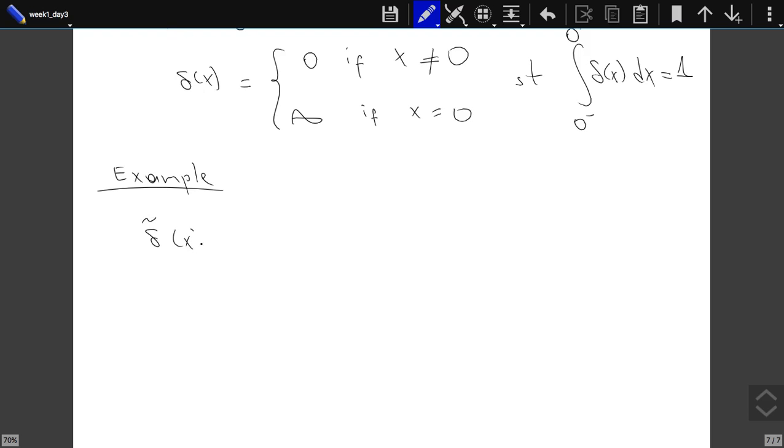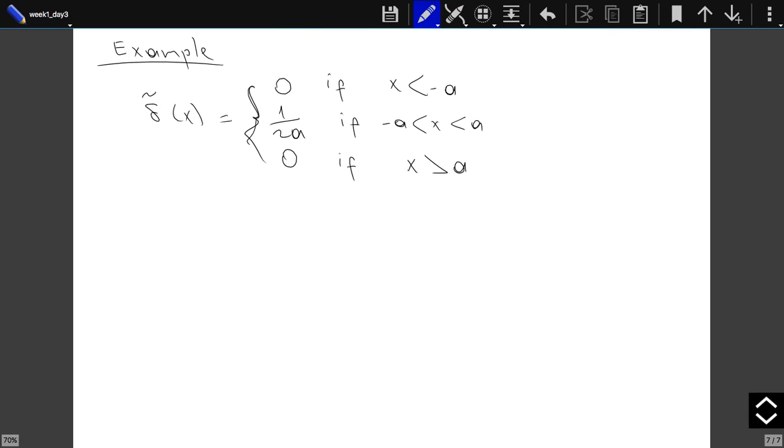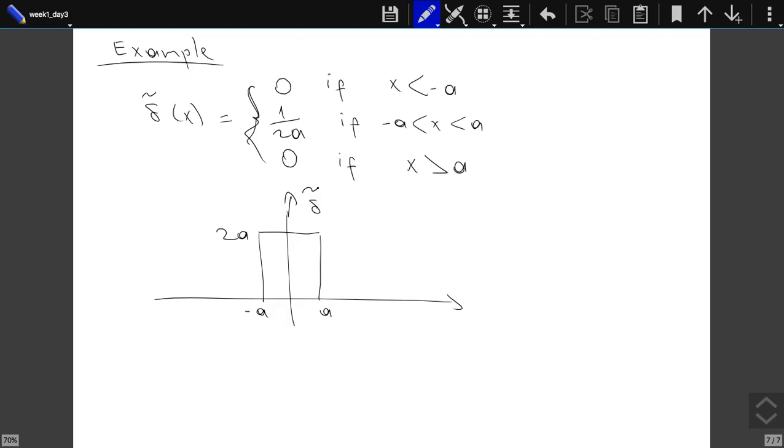Dirac delta tilde, let's call it. This is equal to 0 if x is less than minus a, 0 if x is larger than a, and 1 over 2a if x is between minus a and a. Basically just a step. So this is minus a, this is a, the height is 2a. This is the function.